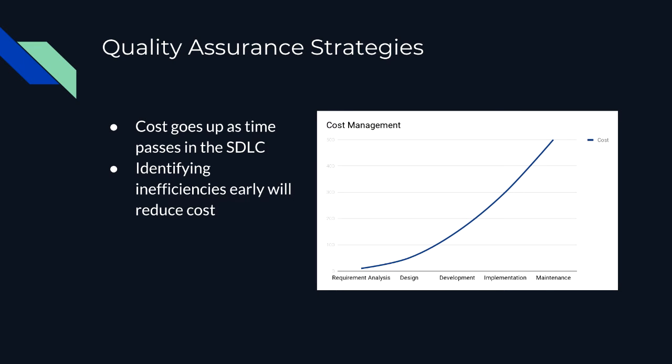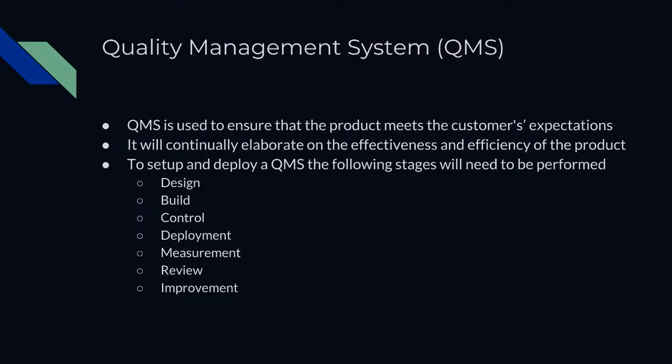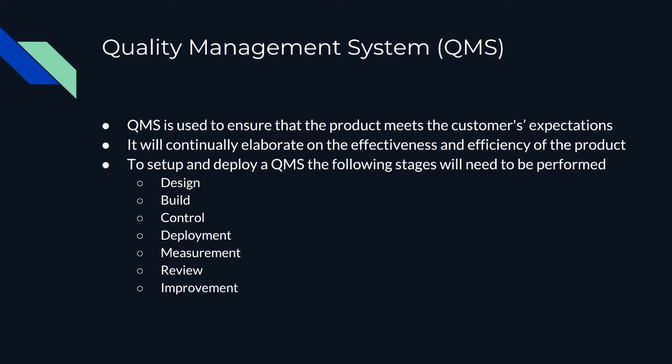If any inefficiencies are not found early on during the development process, this can have a butterfly-like effect that balloons out as the project developed, increasing overall costs as depicted in the slide. Thus, it is important to identify any early inefficiencies using quality assurance strategies to ensure unneeded costs are kept as low as possible. Quality management systems, or QMS, are used to help ensure the product meets all of the customer's expectations. It will be used to demonstrate effectiveness and efficiency of the product.